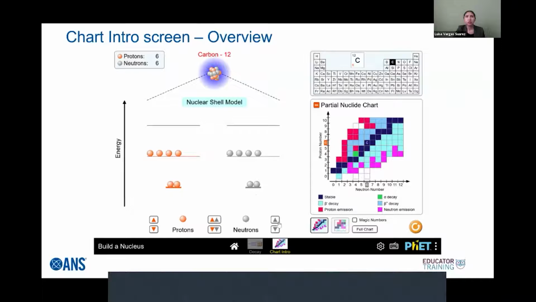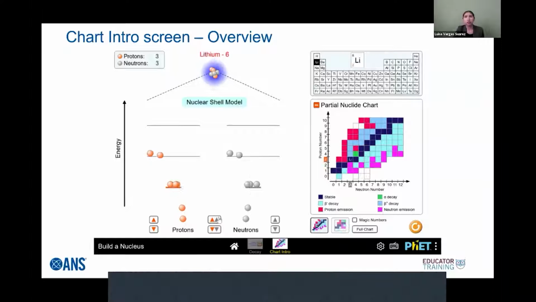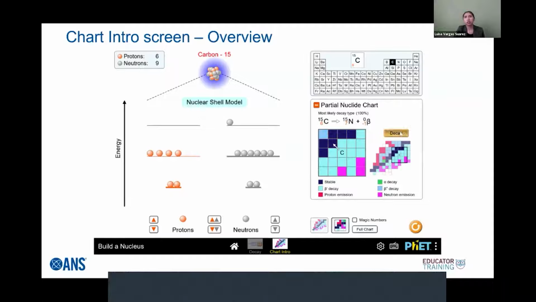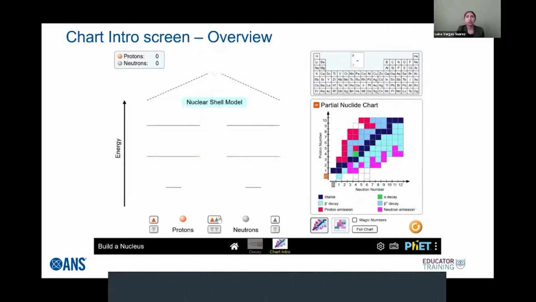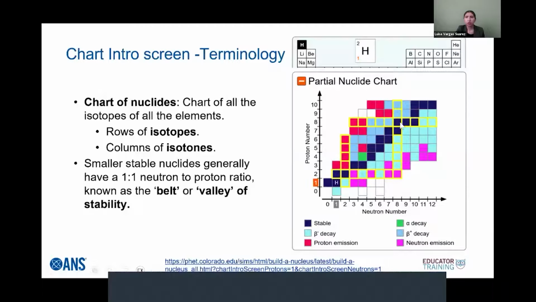So this screen builds on the idea of stability through the nucleon energy levels, which are the levels that make up the nuclear shell model. We can also see how magic numbers are related to these levels, and the introduction of the chart of the nuclides through its relationship with the periodic table. You can see as you add more neutrons, you move up and down through the chart of the nuclides. And as you add more protons, you move left and right through the chart of the nuclides.